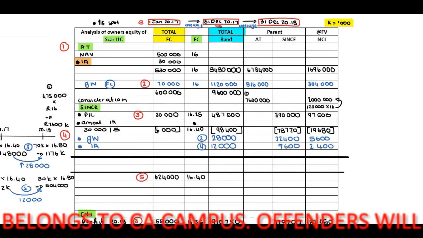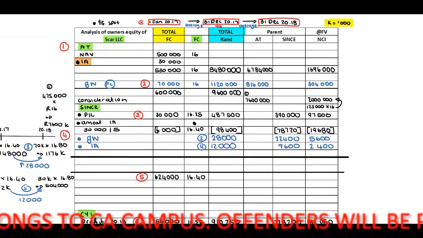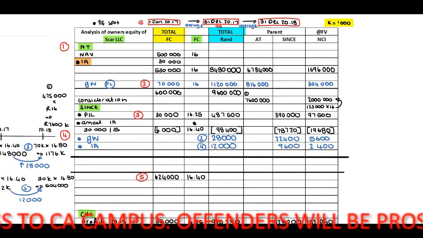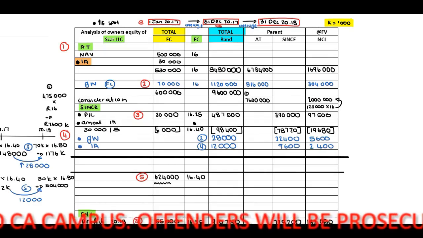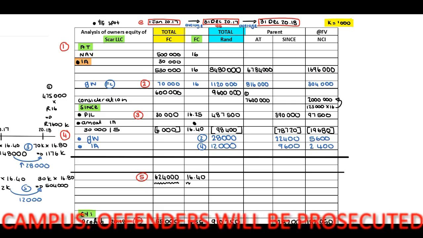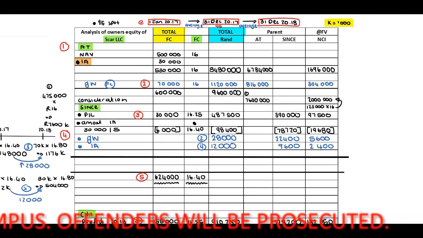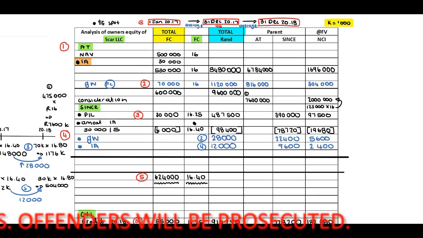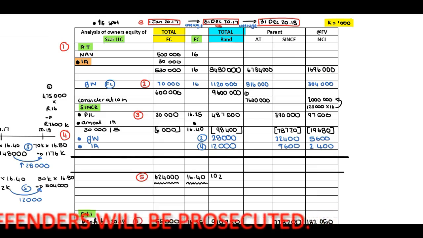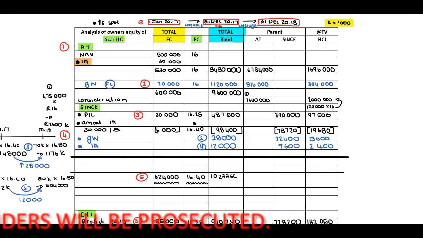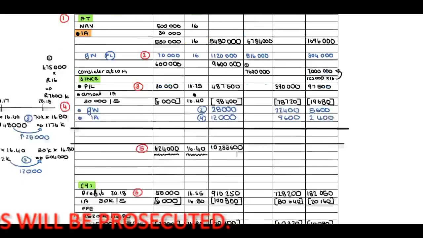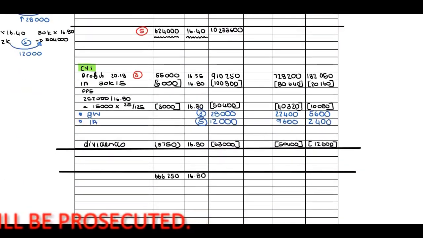We need to determine what is the total foreign currency, and this is 624,000 times our exchange rate at year end, 16 Rand 40, and this will be a Rand value of 10,233,600. Right, 20.18, exactly the same. This is step number 5.